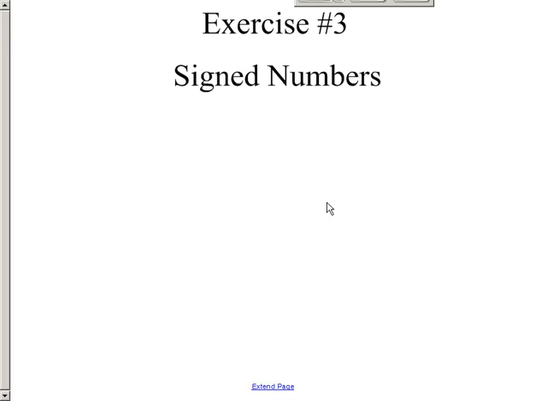All right, here we go. Exercise number 3 is on signed numbers. Everybody have that written down?